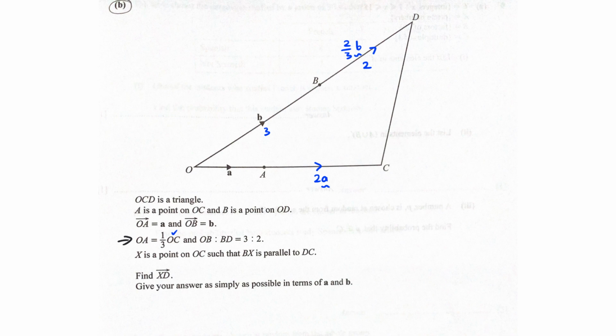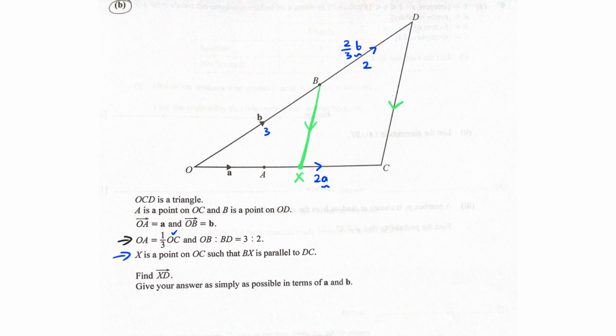Now, oh wait, there's still another part. X is a point on OC such that BX is parallel to DC. So DC is here. Let's just do a sketch. Perhaps it looks like this, and perhaps X is here.